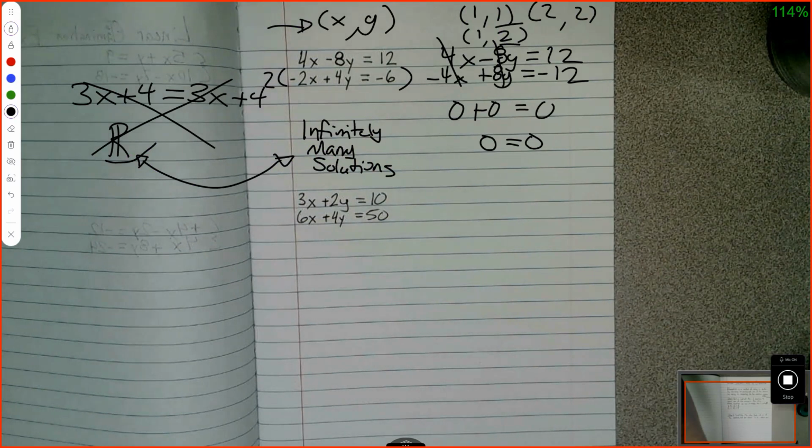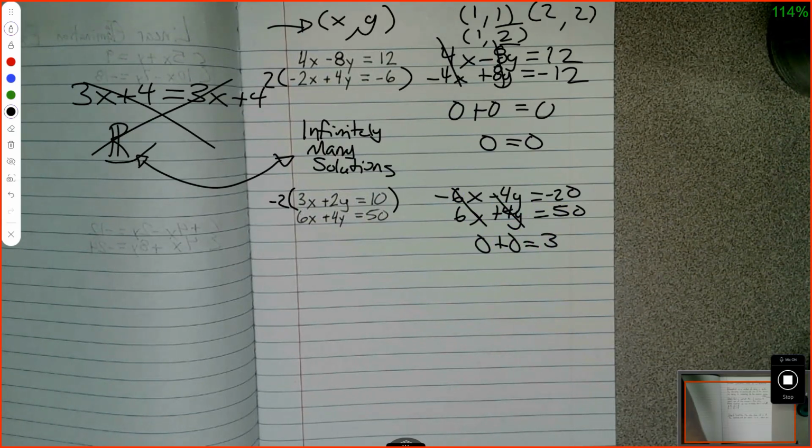Last one. Raise your hand if you see any zero pairs. Okay, then raise your hand if you see a multiplication that we can do to cancel one of these variables. Perfect. Multiply the top one by -2. We get -6x minus 4y equals -20, and 6x plus 4y equals 50. And Giselle, ahead of us, canceled both variables because they happened to cancel out, and got 0 plus 0 equals 30. Is that true? No. So therefore, no solution. Any questions about that one?